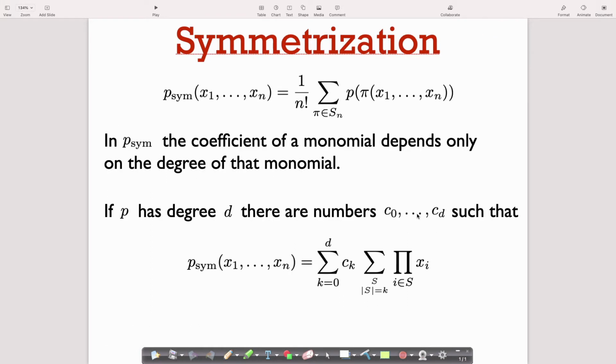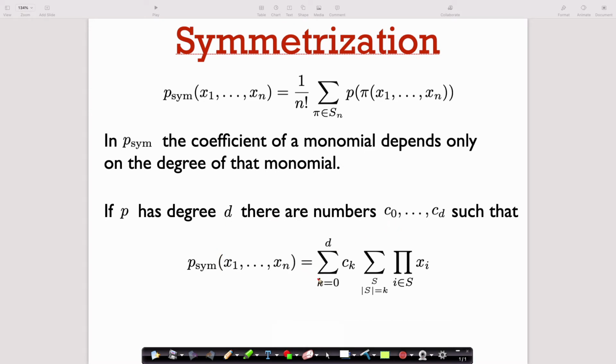So let's dig in a little bit more about what p sim looks like. Again, p sim is a symmetric polynomial. So that means that the coefficient of a monomial only depends on the degree of that monomial, not which variables are actually present in that monomial. So that actually means that p sim is described by just d+1 many numbers, c0 through cd, where basically ci is the coefficient of every monomial of degree i.